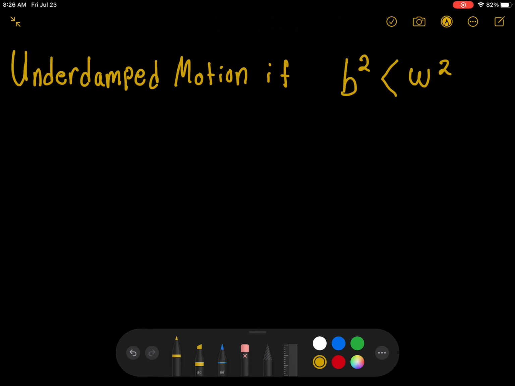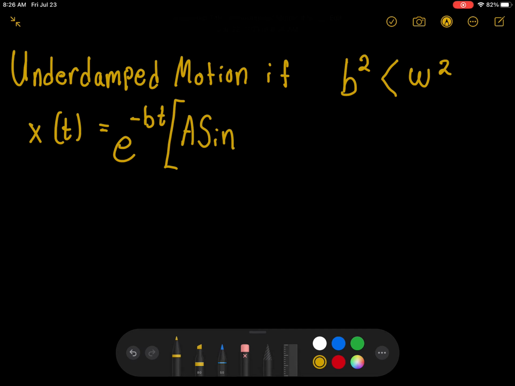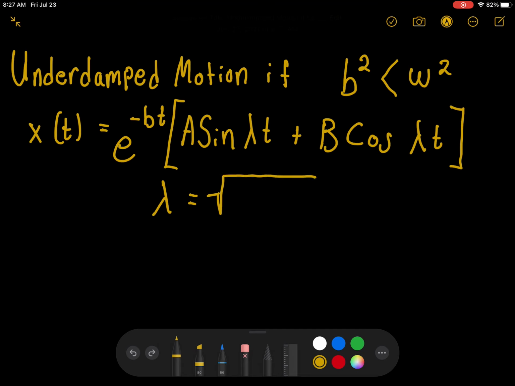Our final type of damped motion is going to be underdamped motion, and this only happens if omega squared is greater than b squared. And this is going to have a solution of x as a function of time, e to the negative bt, in large brackets, some constant a times sine lambda t, we'll talk about that in a little bit, plus another constant b cosine lambda t. And in this case, we're saying that lambda is equal to the square root of omega squared minus b squared.